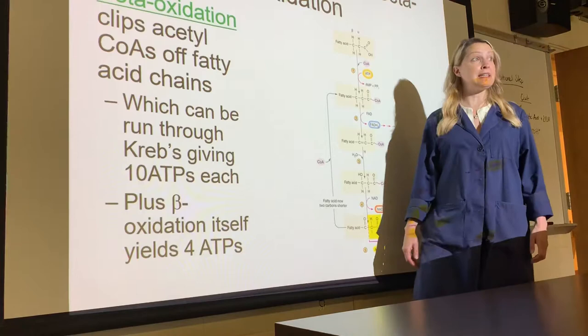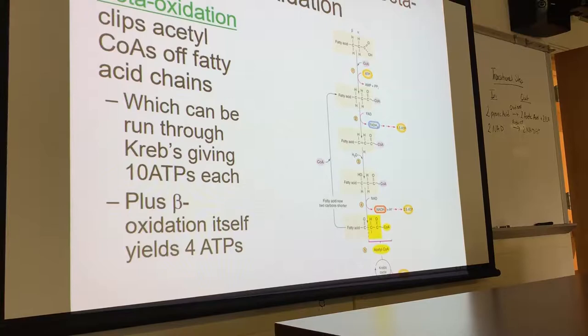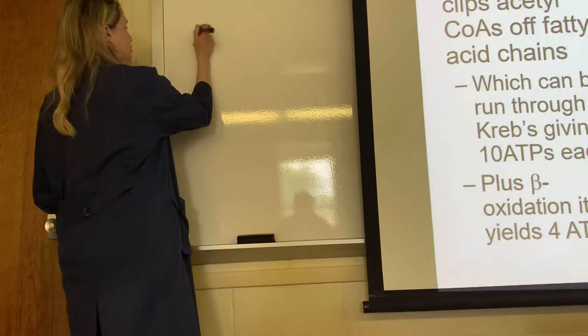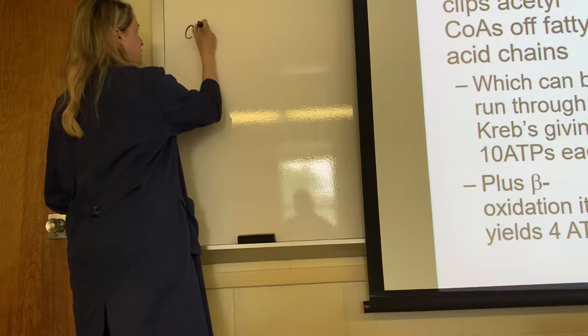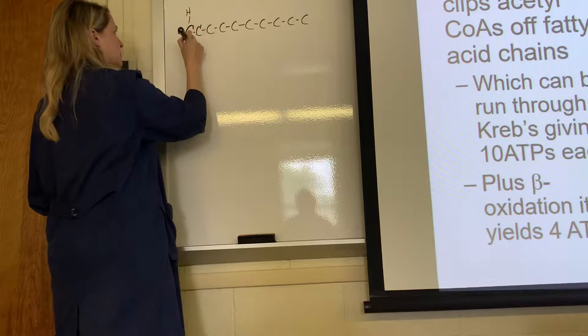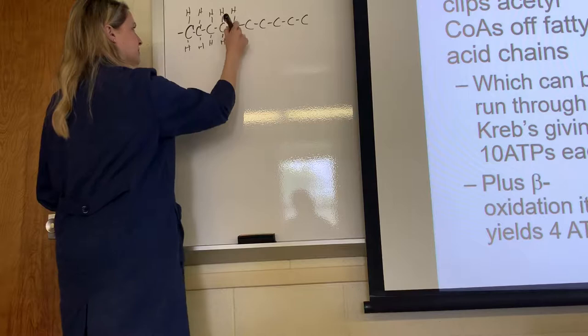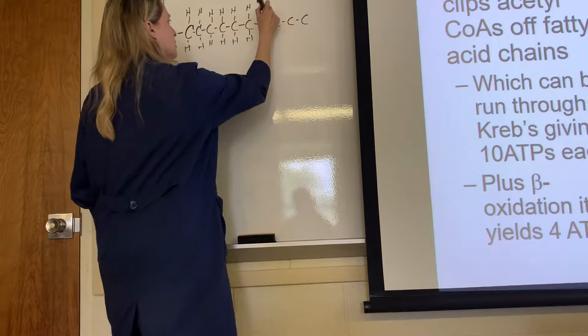So if I did some calculation here, don't worry, it's just basically a little addition and multiplication. Okay, if we had a triglyceride chain that had, I don't know, 10 carbons. So this is a saturated fatty acid chain, no double bonds. Keep in mind, in a triglyceride molecule, you're going to have three of these, but I'll just draw out the one.